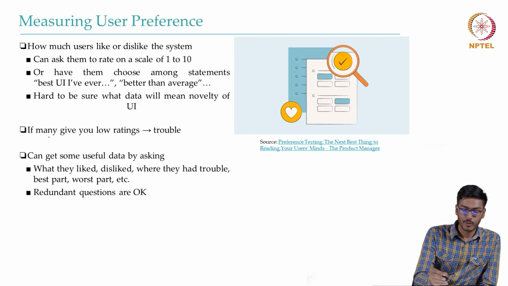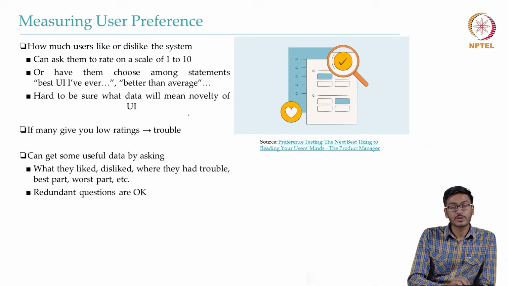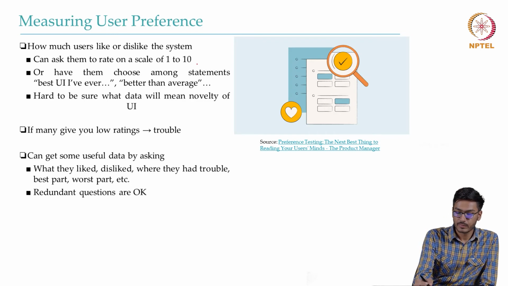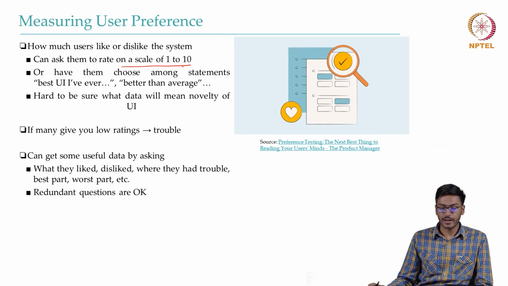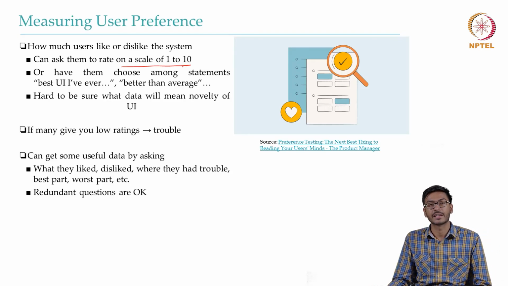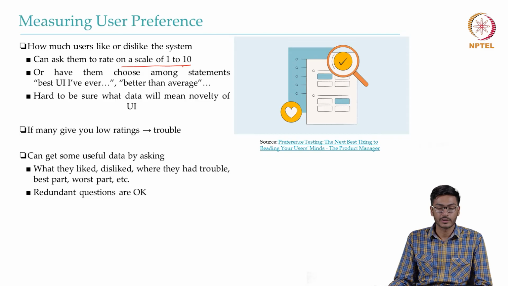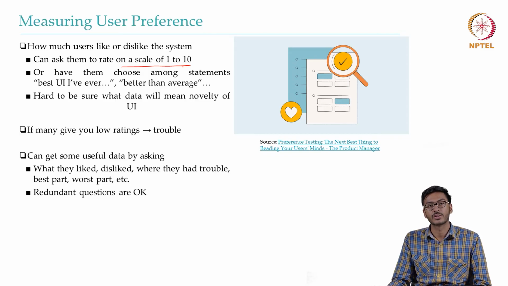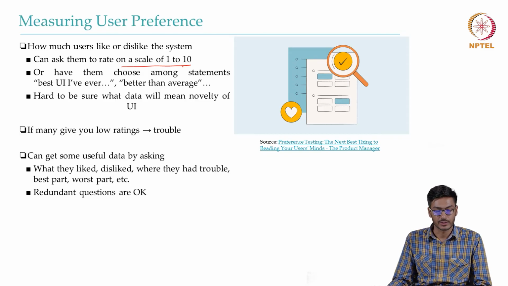Next, we move on to how we actually measure user preferences, how much the user likes or dislikes the systems. We can ask them to give a rating on a scale of 1 to 10 or have them choose among statements like the best UI I have ever used, better than average, or worst UI I've ever used.